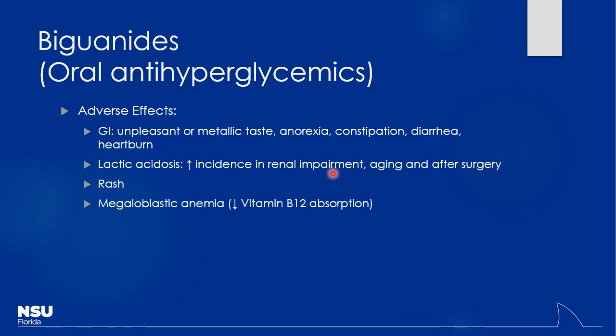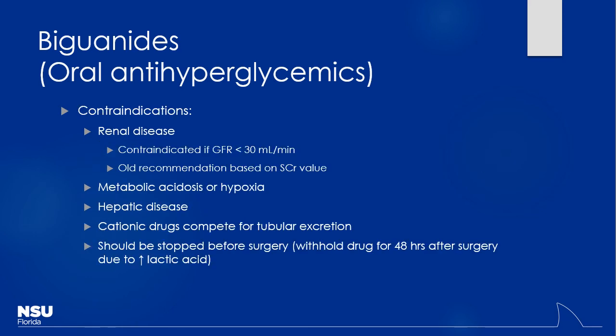Okay. Also, you can see megaloblastic anemia, due to a decrease in B12 absorption. Right. So not just glucose, but also B12 can be affected here. So as I mentioned, contraindications, we used to base it off of serum creatinine. If you ever see a creatinine above, say, 1.3 or 1.4, that used to be the old recommendation, but definitely if their GFR is less than 30, I'm not going to recommend it for these guys.